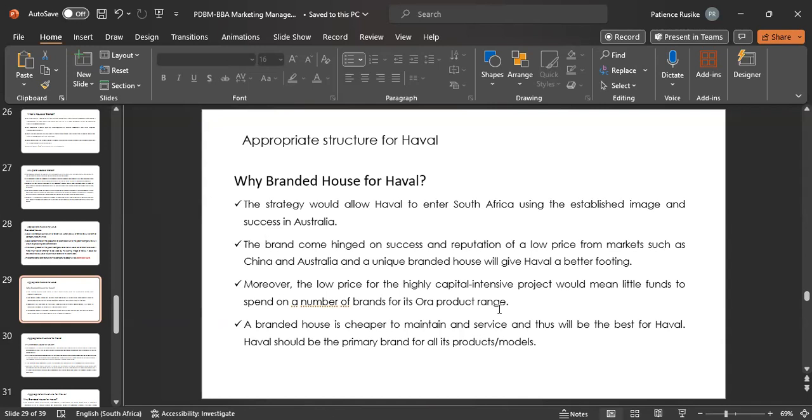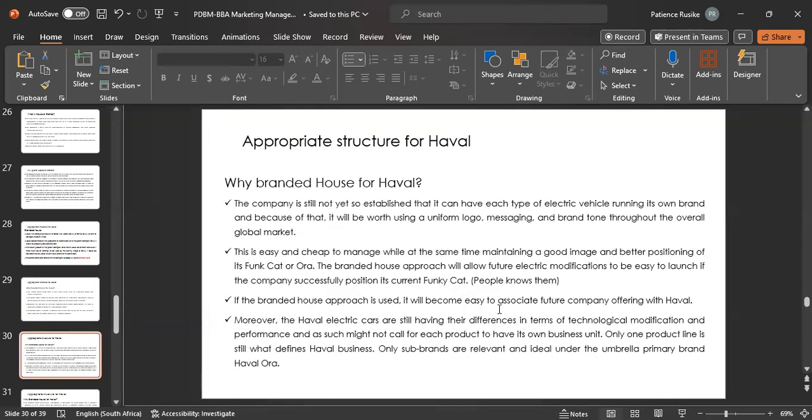So a branded house is cheaper to maintain. This kind of approach, it's cheap, right? And this will be the best for Haval. So Haval should be the primary brand. Whatever products they are going to produce, they should all fall under the name of Haval. They should not be given any other names to stand alone. Haval should be the primary brand for all its products or models, right? Just like Apple. So that's why I choose this brand architecture, and why I'm saying it is appropriate for Haval.